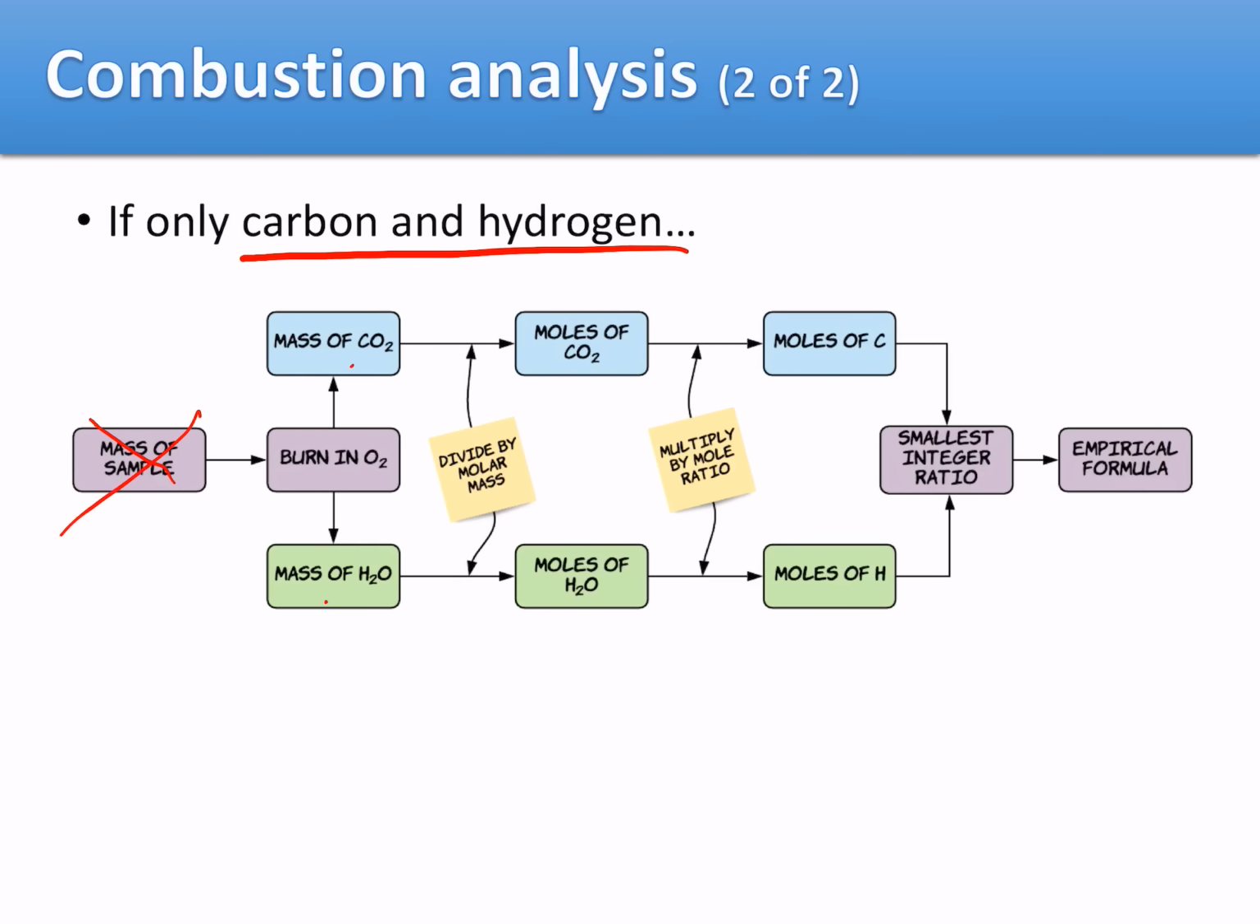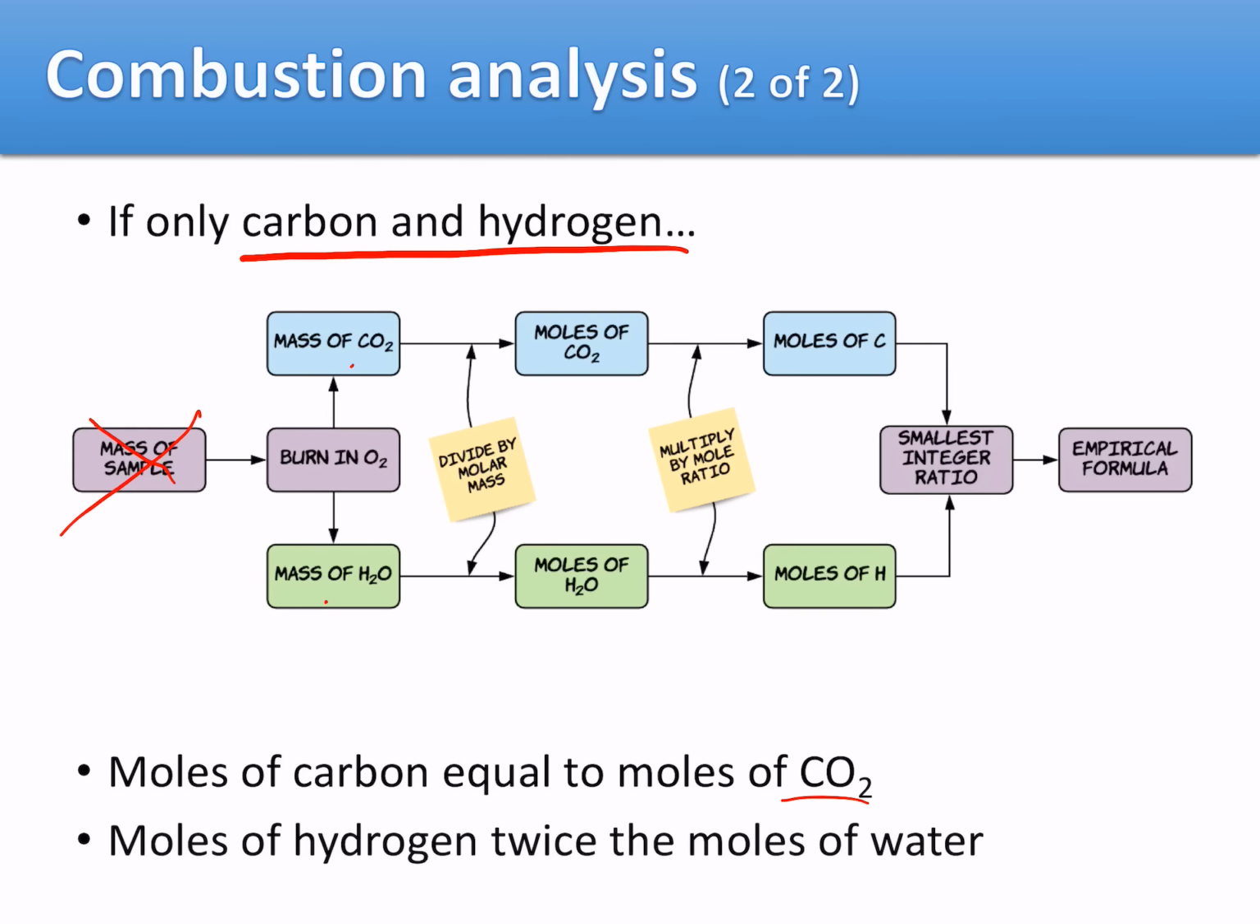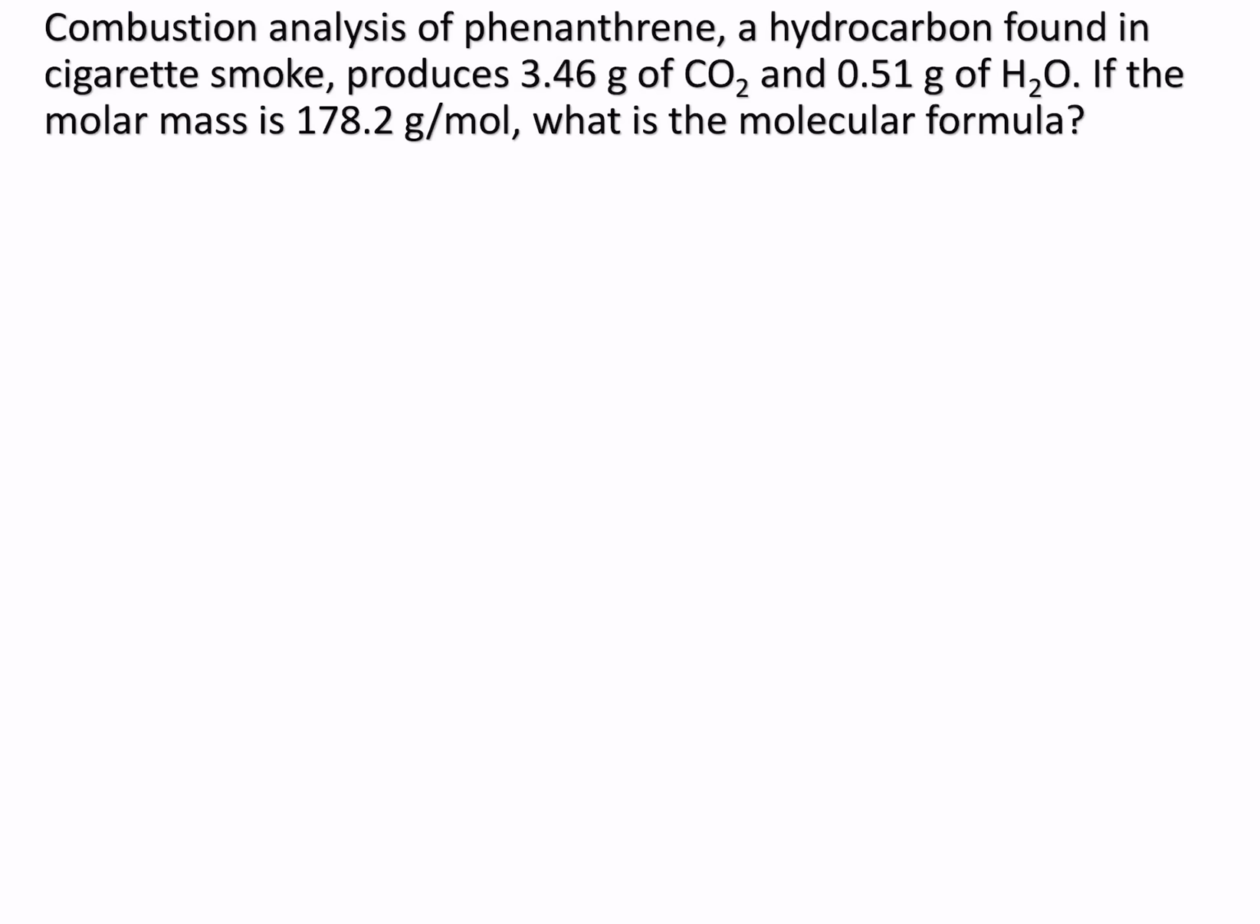Based on the molar relationship that carbon and hydrogen have with those corresponding molecules, the moles of carbon would be equal to the moles of CO2, and the moles of hydrogen are twice the moles of water, because remember here water, right? 1 mole of water contains 2 moles of hydrogen. So the moles of hydrogen are twice the moles of water, and then from there it's exactly the same we've been doing. So how about we solve this problem?